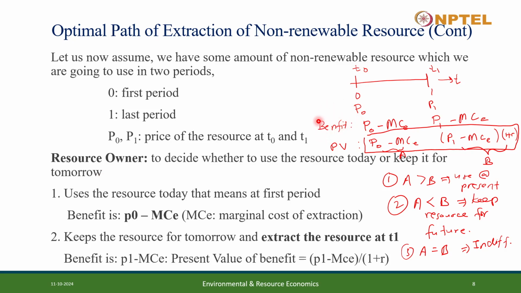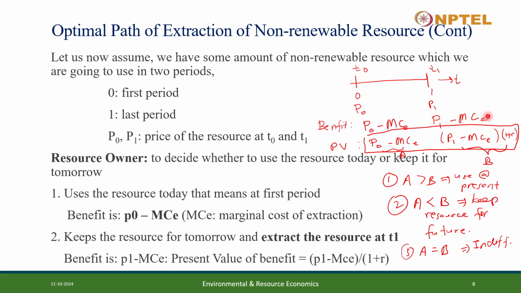Benefit is given by the rent of the resource, where we subtract the marginal cost of extraction from the price. So what is my benefit? That is the price which I'm getting minus the cost which I'm incurring. If I use it at P0, T0, then my benefit will be P0 minus the marginal cost of extraction. And if I keep it for tomorrow, then the benefit will be P1 minus the marginal cost of extraction.